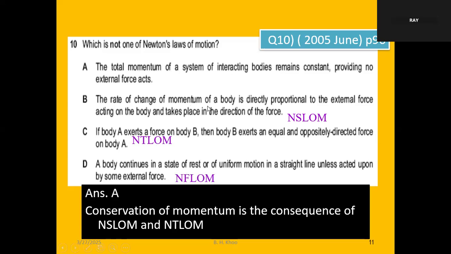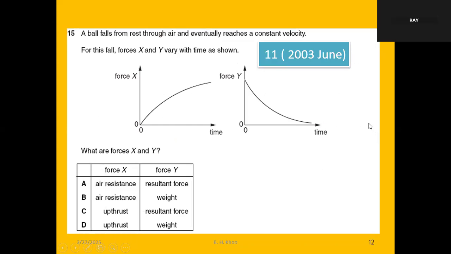This is the second law of motion, this is Newton's third law of motion, this is the first law of motion. Okay, how about A? The answer is A. A is a result of second law and third law. It's not Newton's law. It must be clear what is Newton's law. This is the second law. This is the third law. This is the first law. Right? That's my abbreviation, Newton's second law of motion. How about this one?